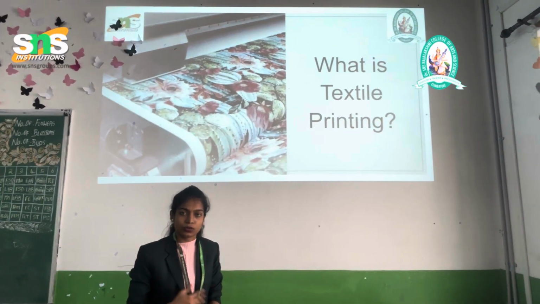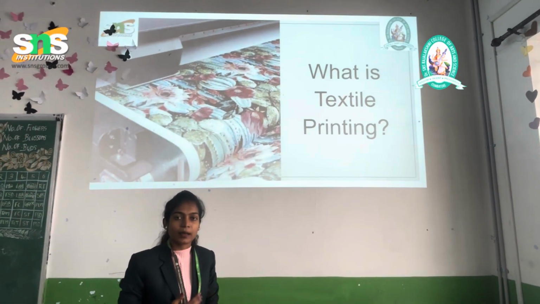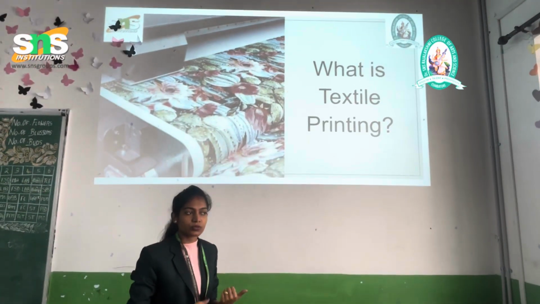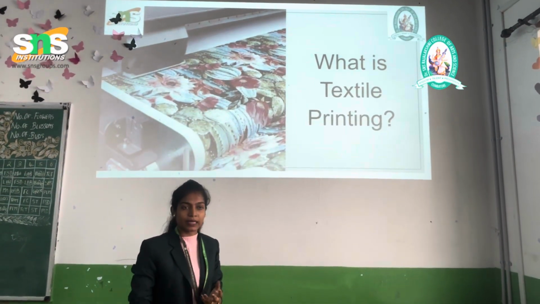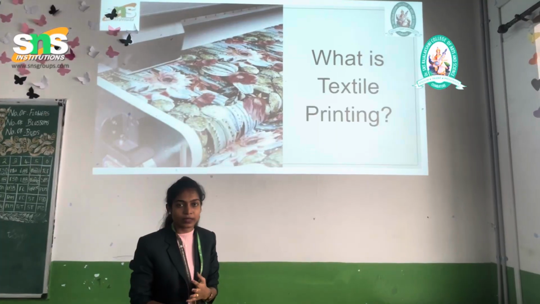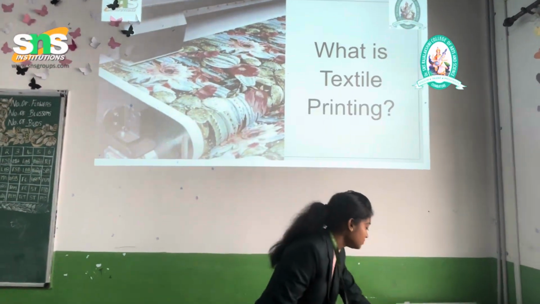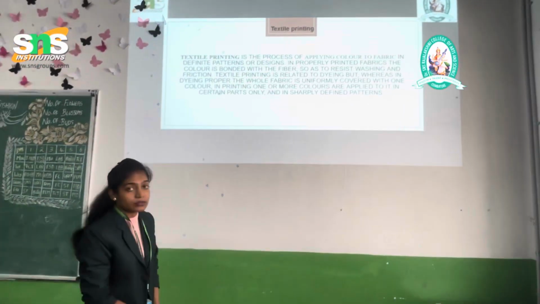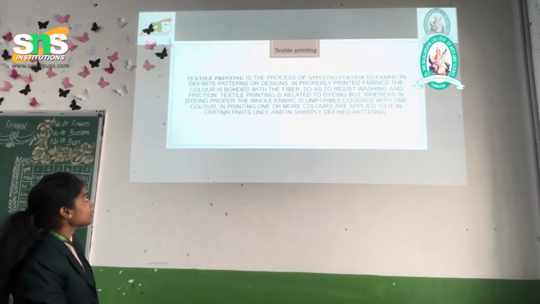There are two main goals in textile printing: accuracy and durability. In accuracy, the pattern or design must be placed exactly where it's meant to be. In durability, the colors should be fast, meaning they don't easily wash out or fade.